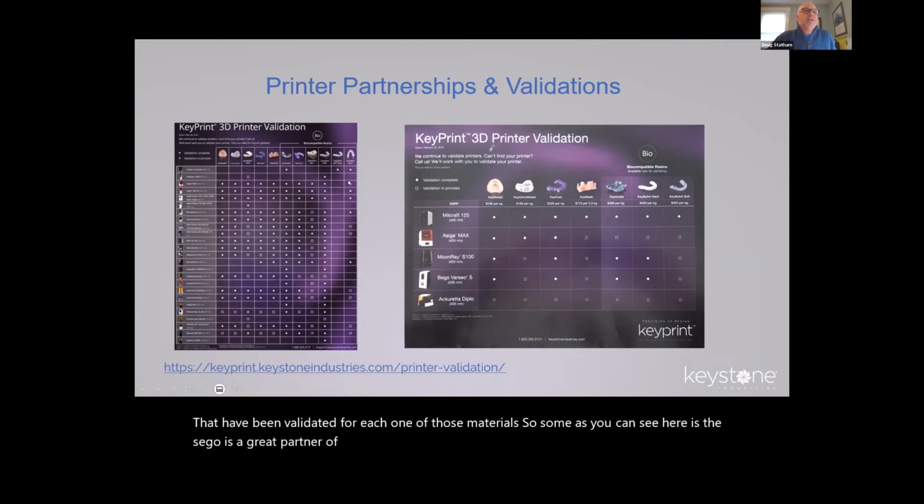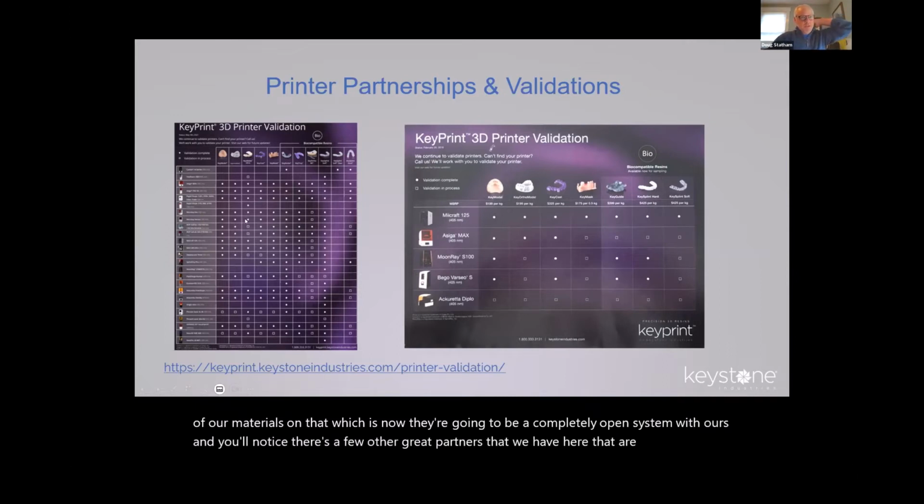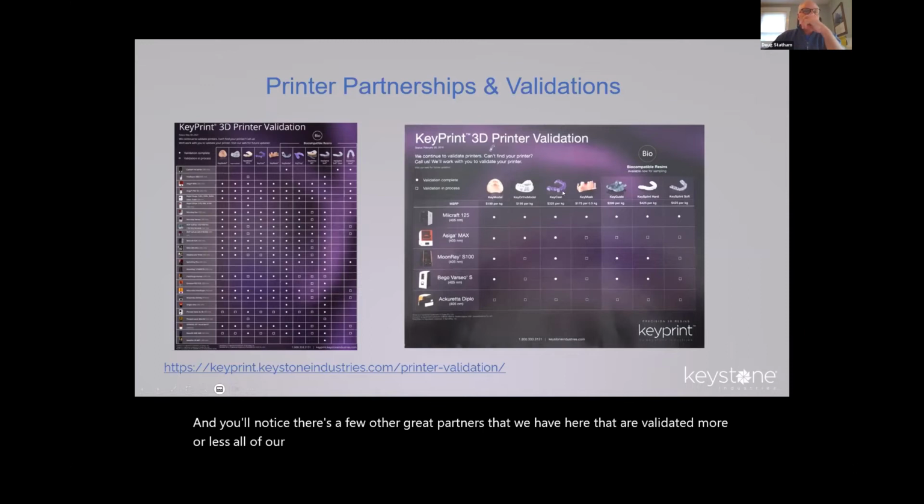They actually have validated virtually all of our materials. We did make an agreement with Desktop Health recently on the Einstein printer to validate all of our materials on that, which means they're now going to be a completely open system with ours. And you'll notice there's a few other great partners here that have validated more or less all of our materials. The illustration on the right is where we were back in 2018.